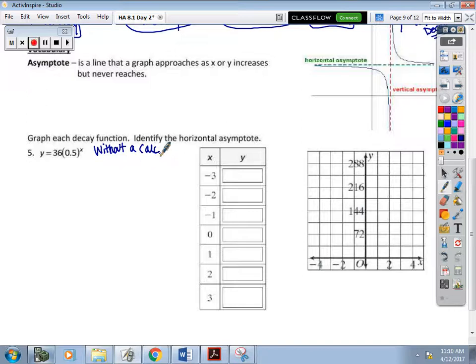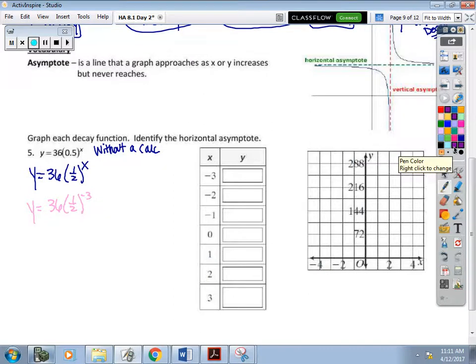You would want to most likely change your decimals back into fractions, even though most of you prefer decimals. In this instance, the fraction is going to be more useful or user-friendly. So make that 36 times 1/2 to the x power. And then all we have to do is plug in all our numbers and evaluate. So we'll have 36 times 1/2 to the negative third power.